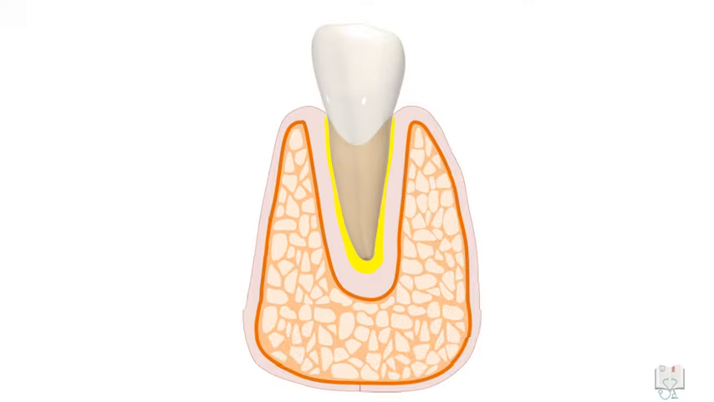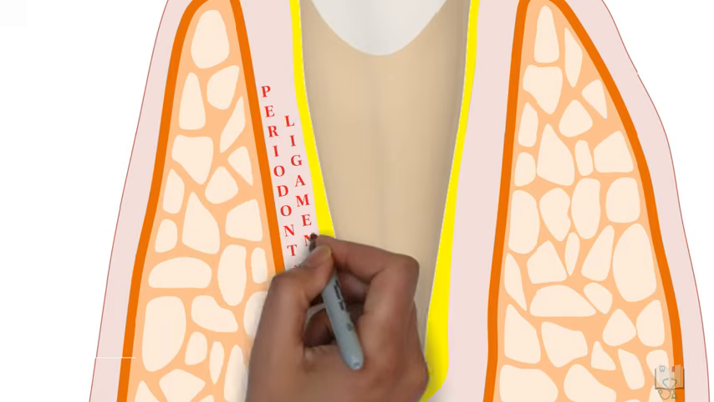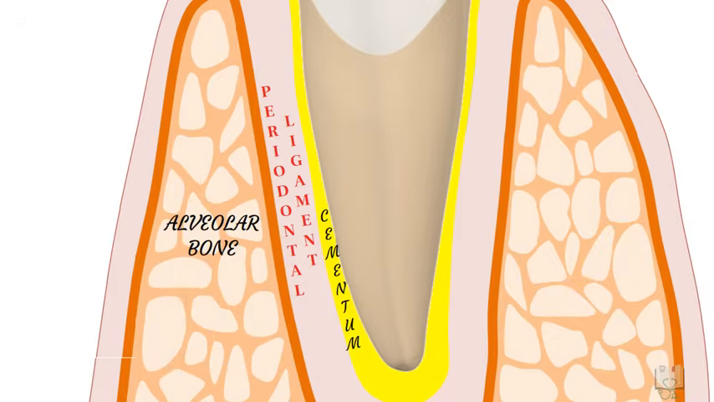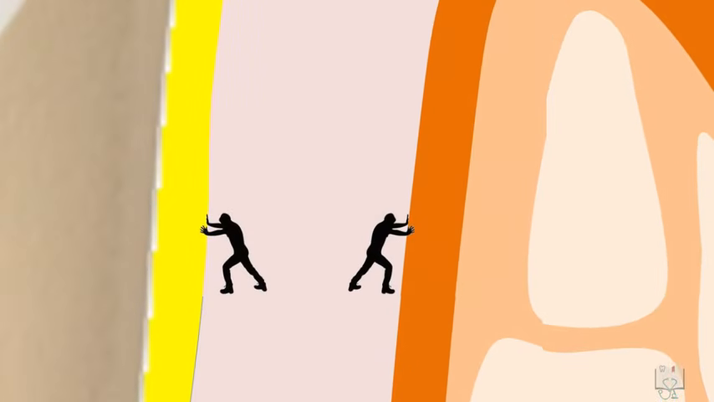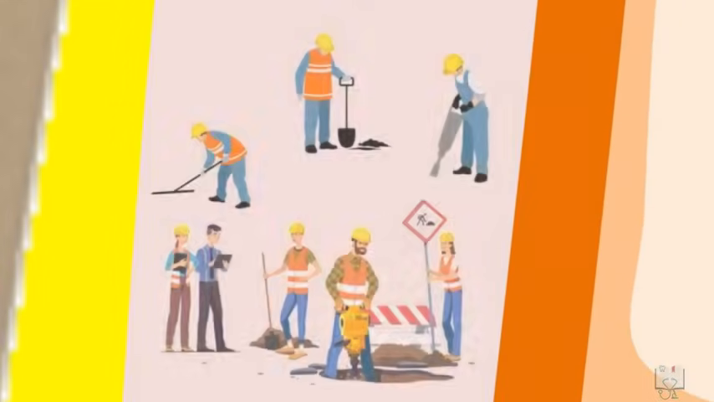In the periodontium, the periodontal ligament is a narrow band of fibrous tissue between two mineralized tissues, the alveolar bone and cementum. It has a remarkable capacity of maintaining its width over time and also to increase or decrease its width according to requirement.